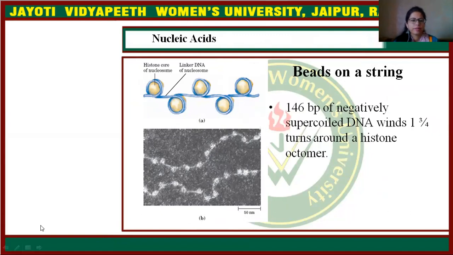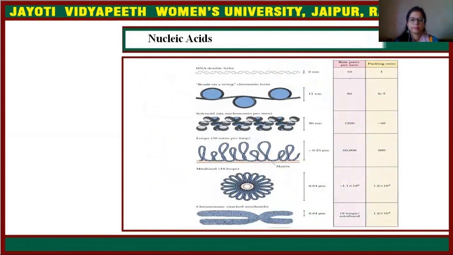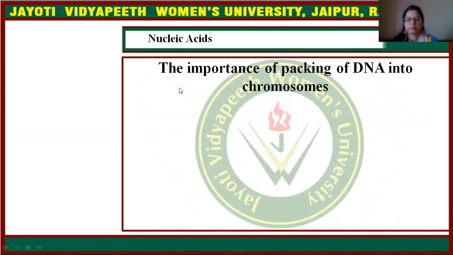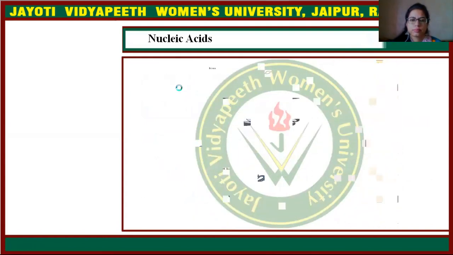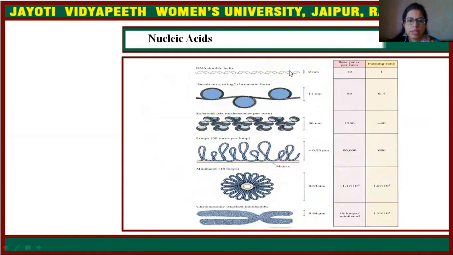146 base pairs of negatively supercoiled DNA wind 1 and 3/4 turns around a histone octamer. H1 histone binds to the DNA spacer. This is the length. This is the DNA double helix of 2 nanometer, and this is the nucleosome which has been created, and this diameter is 11 nanometer. Now nucleosomes will become more compact and they will prepare the solenoid.